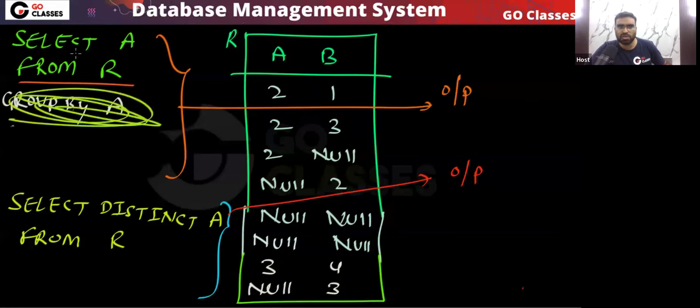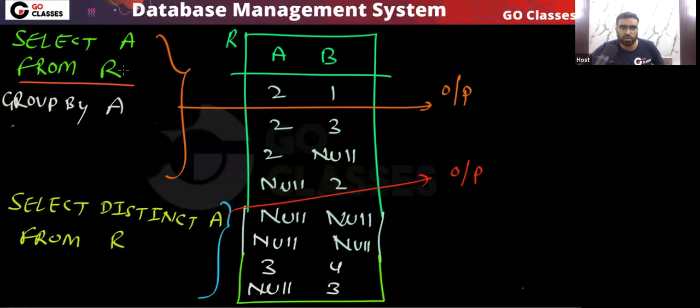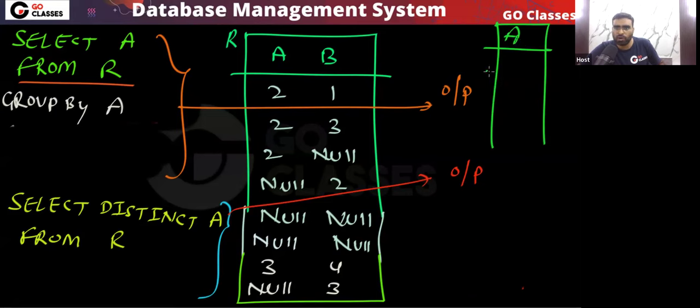Group by is useless. You can just simply put select distinct. You can remove group by and put select distinct. Let me tell you, they will give you the same output. You can check it. For example, here, group by A, how many groups will be created? The output will be A. So one group will be created for A equal to 2, another group for A equal to null, another group for A equal to 3. Yes or no? So these are the groups that will be created.